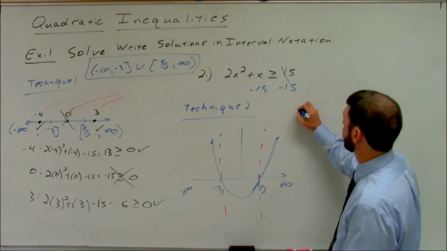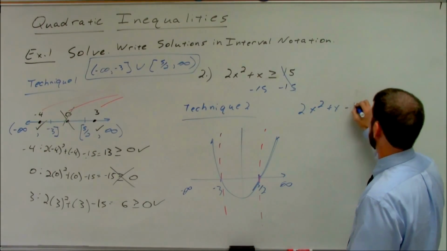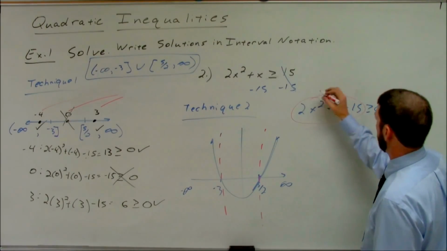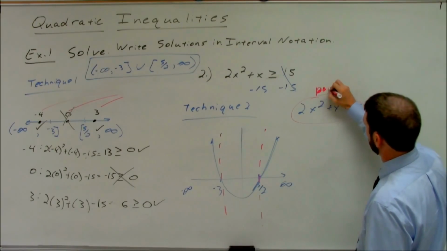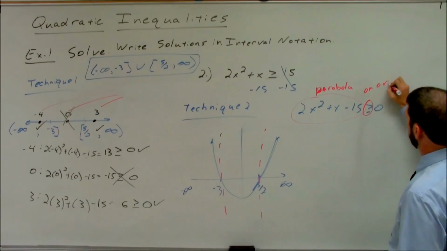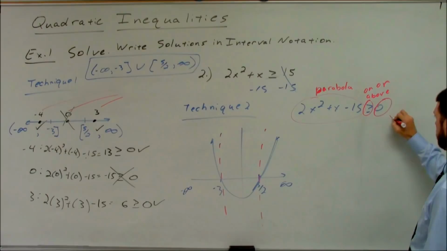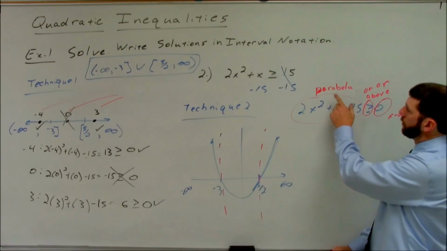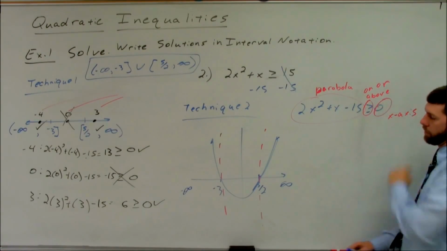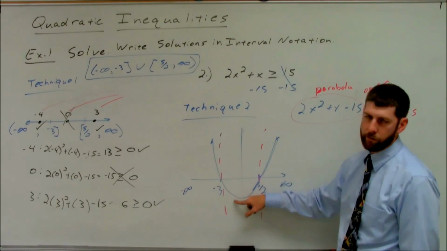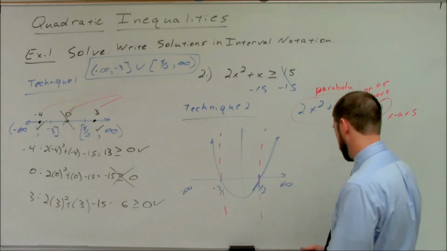Oh, I erased it all, didn't I? 2x squared plus x minus 15 greater than or equal to 0. Remember how we read that? This says the parabola greater than means on or above. 0 means x-axis. So we want to know which interval has our parabola on or above the x-axis. Well, we can see that this middle interval, we're actually below the x-axis. So we know it's not the middle interval.